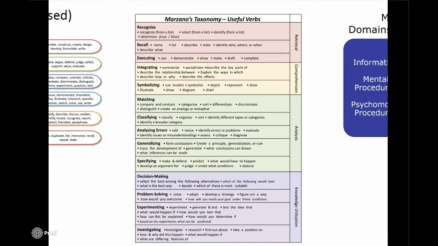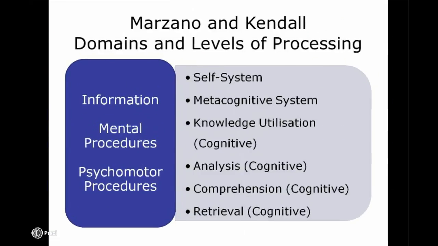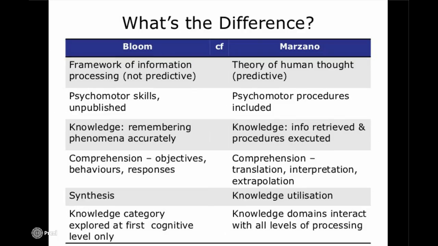To give you an idea, on the first slide, there was a number of verbs, and you can see a few of them there just off to the left of screen. But in Marzano's taxonomy, the useful verbs around retrieval, comprehension, analysis, and knowledge utilisation, the types of things in assessment items that we'll be asking students to do, suggest whether it's at level 1, level 2, level 3, or level 4. Simply, again, another diagrammatic. And then finally, the differences.